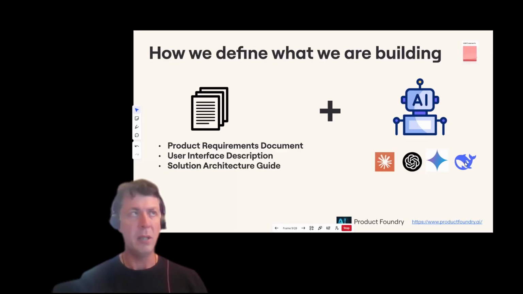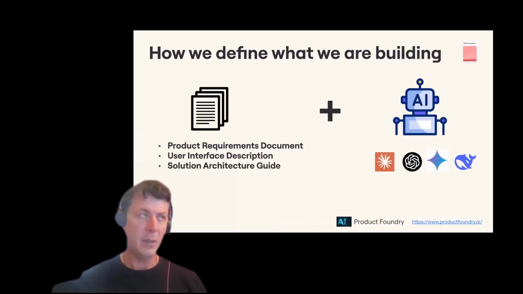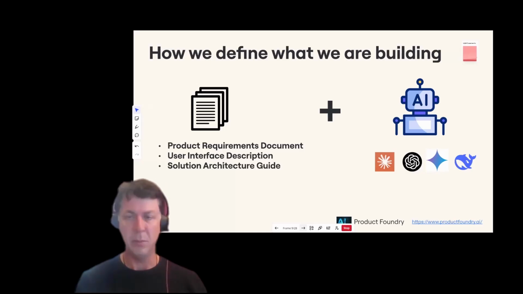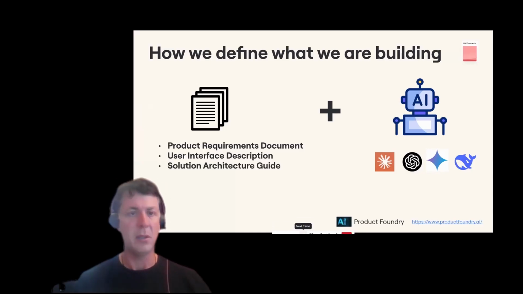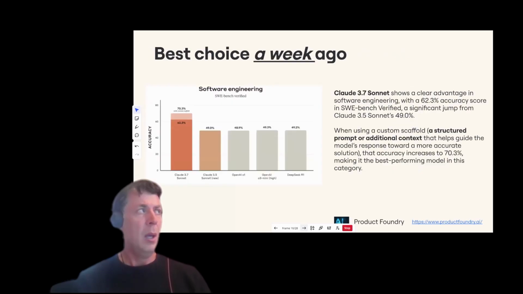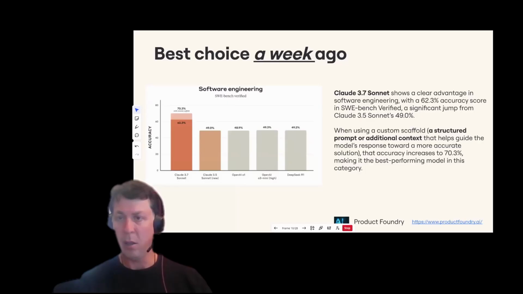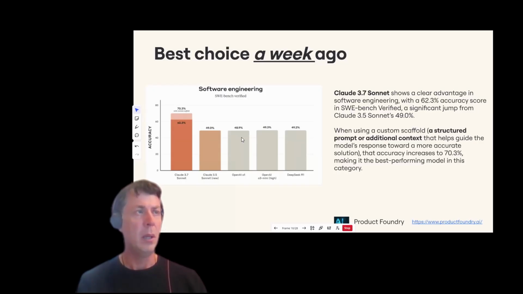There's a range of different AIs you could use for this. There's been a few mentioned already: DeepSeek, ChatGPT, Claude. The one you choose doesn't matter as much as it might first appear, but it does kind of matter. A week ago, literally a week ago, the best choice was Claude Sonnet 3.7. Claude Sonnet 3.7 was about a 10% increase in accuracy over the other ones. So that was the best recommended one.